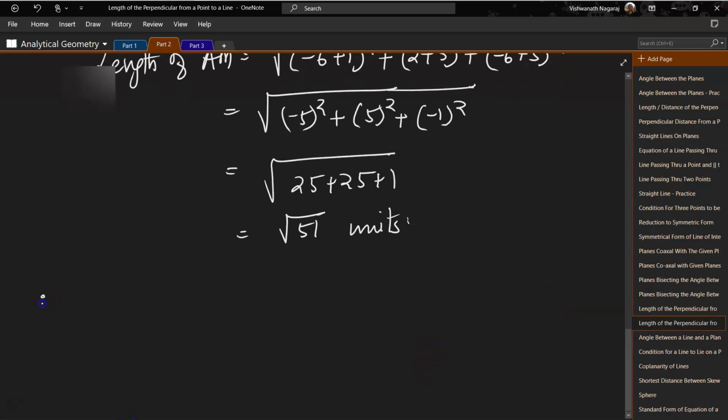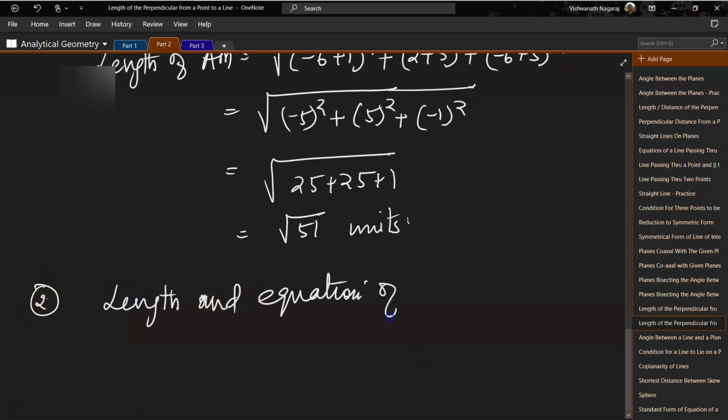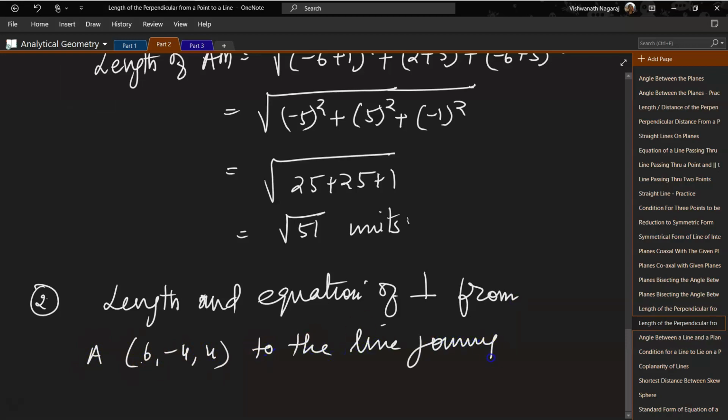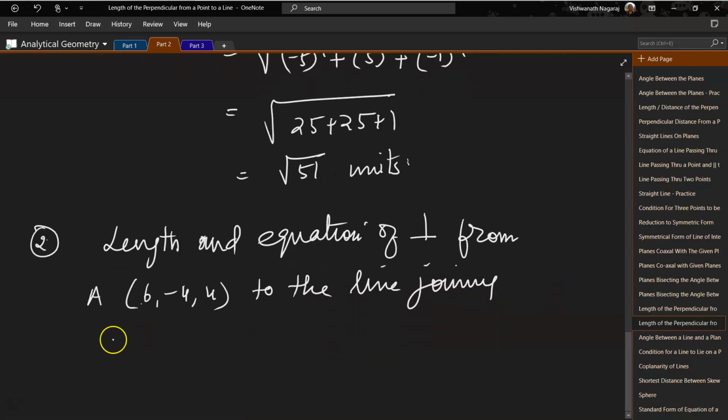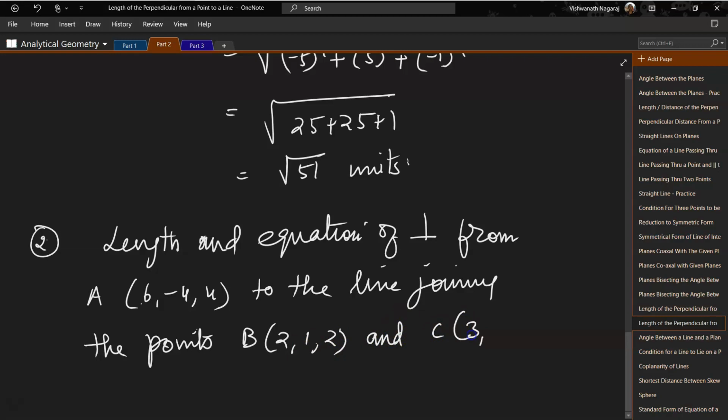Now, a slight variation would be there. So, length and equation of perpendicular from, let's say, a point (6, -4, 4) to the line joining the points B (2, 1, 2) and C, which is (3, -1, 4).